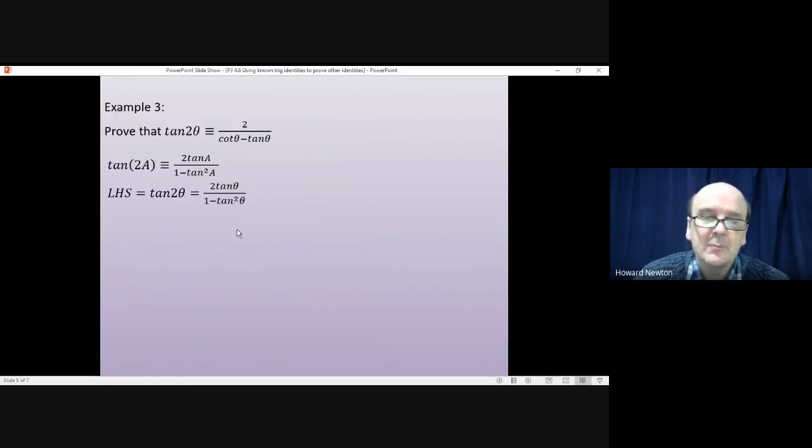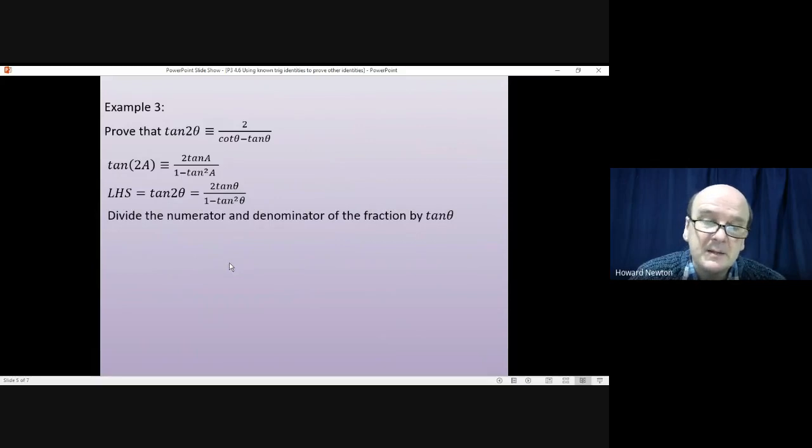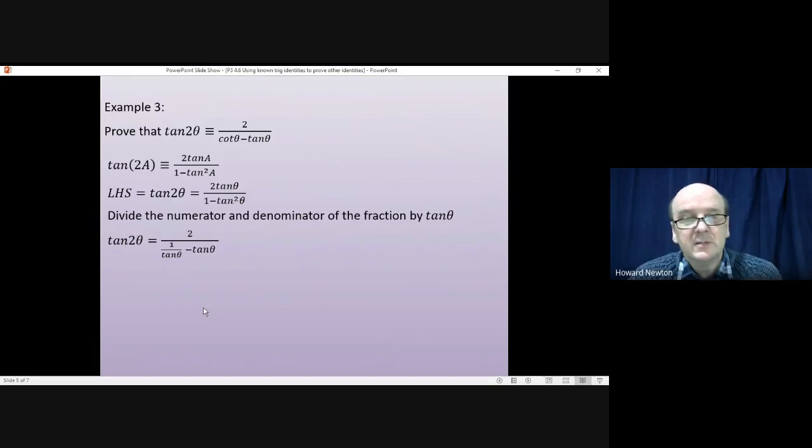It's this next step which is not obvious, and if you manage to guess it yourself, then you did well. But the best way forwards from here is to divide this fraction, the top of it and the bottom of it, the numerator and the denominator, by tan theta. So we're going to divide the top of this fraction by tan theta and the bottom of this fraction by tan theta. And that gives us tan 2 theta is equal to 2 on the top, and on the bottom, we'll have 1 divided by tan theta minus tan theta. So we've just divided all three terms by tan theta.